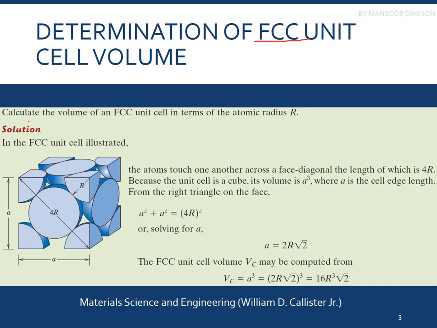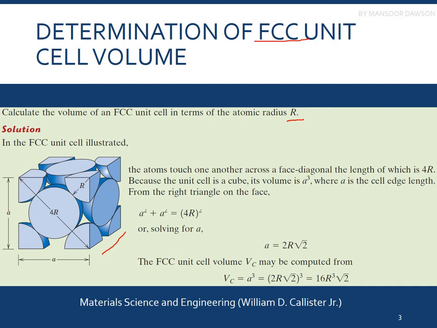It says to calculate the volume of an FCC unit cell in terms of the atomic radius. So we have to find a relation for the volume of an FCC unit cell in terms of its atomic radius. We can see that this height, this length, and this breadth all have the same dimension, that is a, the edge length, or you can say these are the lattice constants or lattice parameters. So we have to find this in terms of the radius.